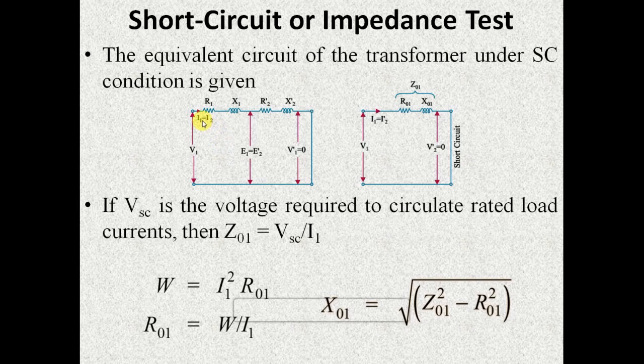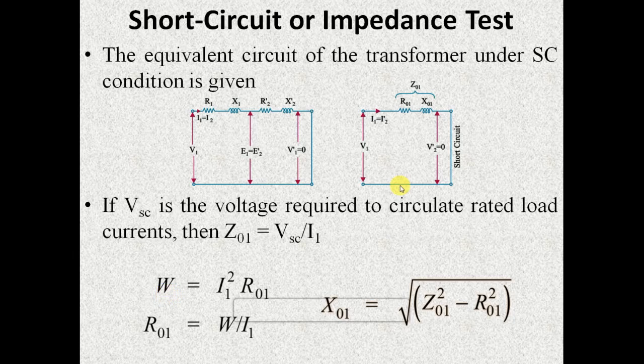In this equivalent circuit, the value of this current is actually the rated full load current. This is a further simplified form of the equivalent circuit under short circuit condition. From the wattmeter reading and the ammeter reading, we will be able to identify the value of R01 using this relation. That is, the power which is being taken from the supply is indicated by the wattmeter.